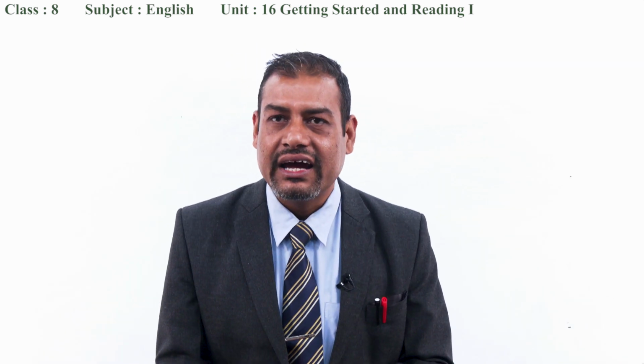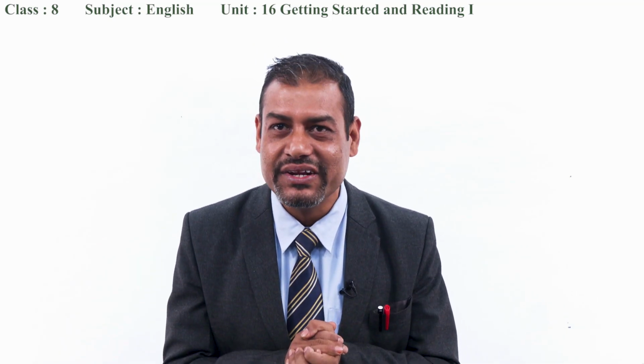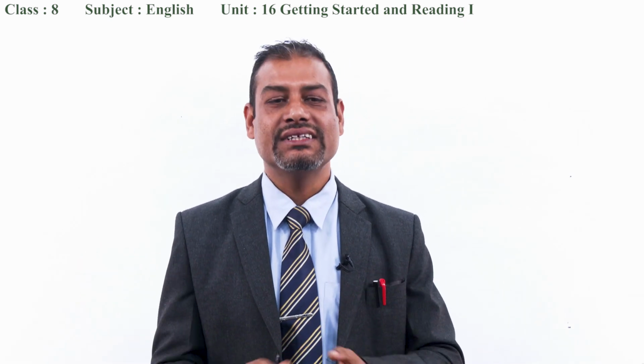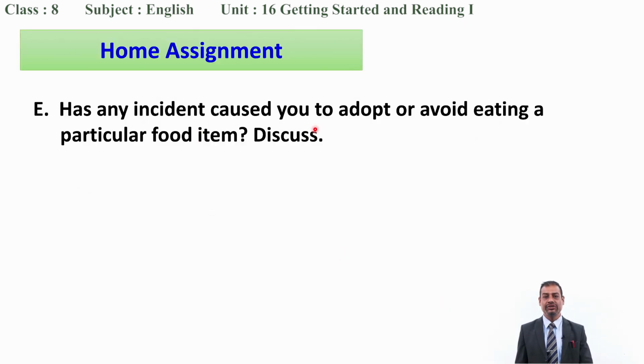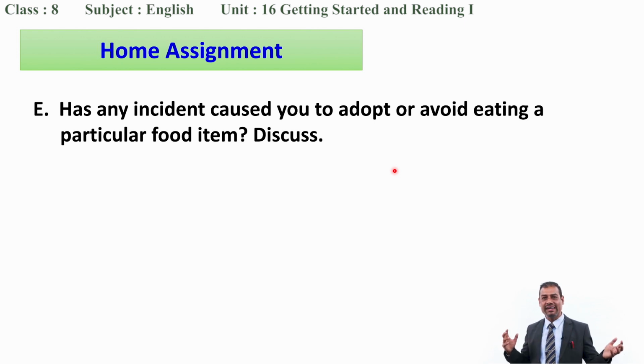Now, finally, I have a task for you, that is your home assignment. And what's your home assignment? Can you tell me now? Your home assignment is: has any incident caused you to adopt or avoid eating a particular food item? Discuss. See, sometimes we like to eat some food more, okay? Sometimes we don't like to see even the face of that food, you know. So, do you have this type of experience? And what food? Why? You have to discuss. And you can even write that in your paragraph. Okay, this is your home assignment.